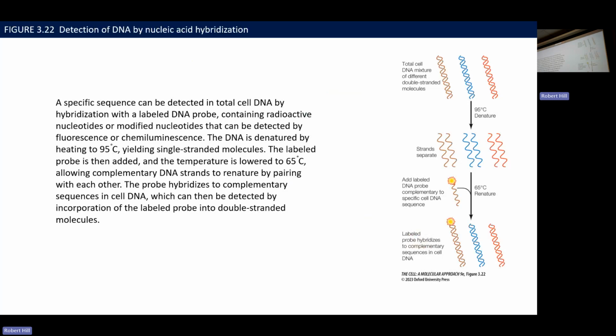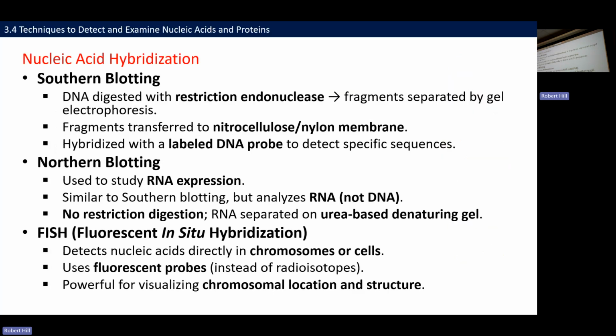All right, so 3.4 continues to go into molecular biology techniques. Again, hopefully a lot of this is review. Techniques like Southern blotting, Northern blotting, and fluorescent in situ hybridization all use DNA probes as part of the technique, specifically being able to hybridize those probes to your target DNA. Those probes can be radiolabeled, either with a radioactive isotope or a fluorescent label, so that you can detect if the target DNA sequence is actually present.